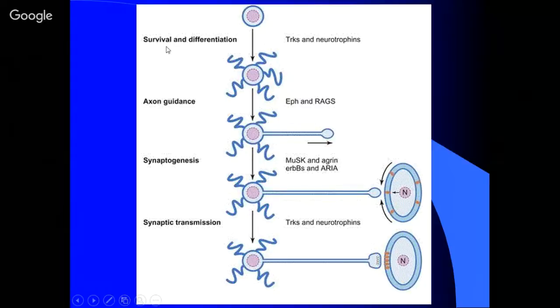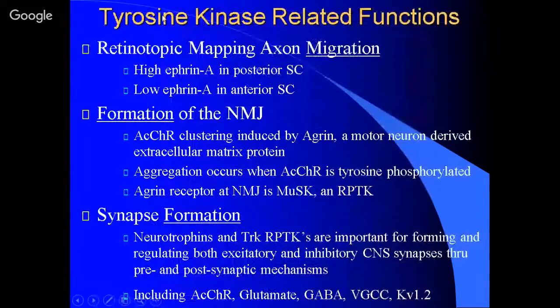Okay, so look at this. Survival, differentiation, axon guidance, synaptogenesis, synaptic transmission. All of these things are in development, right? All of these things are making new, okay? You don't see the serines and threonines doing that. So when you look at tyrosine, and I went back this morning and underlined these because, like I said, only this morning did I really realize this overwhelming function here.